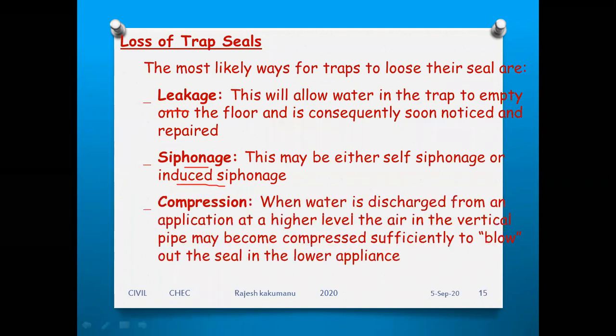Next, compression. When water is discharged from an appliance at a higher level, the air in the vertical pipe may become compressed sufficiently to blow out the seal in the lower appliance. That is nothing but compression. So the water is discharged from the appliance at a higher level, and the air in the vertical pipe becomes compressed and blows out the seal at the lower appliance. Change in the pressure is nothing but compression.